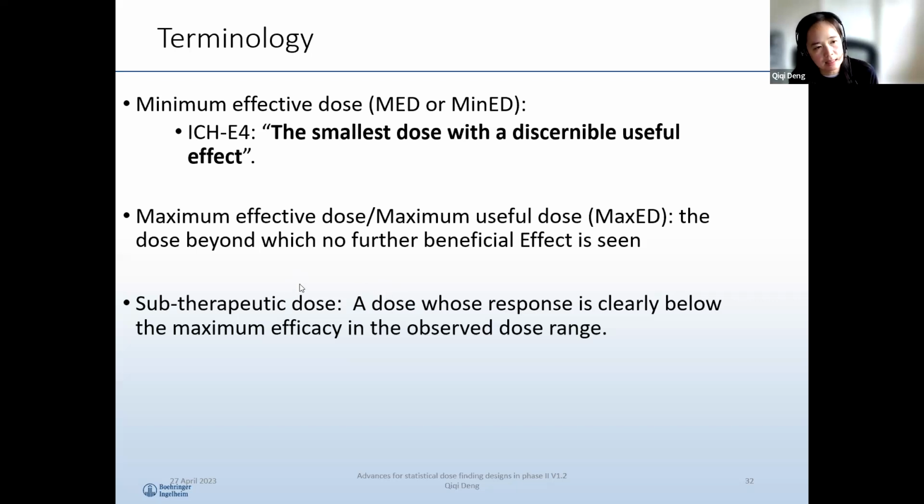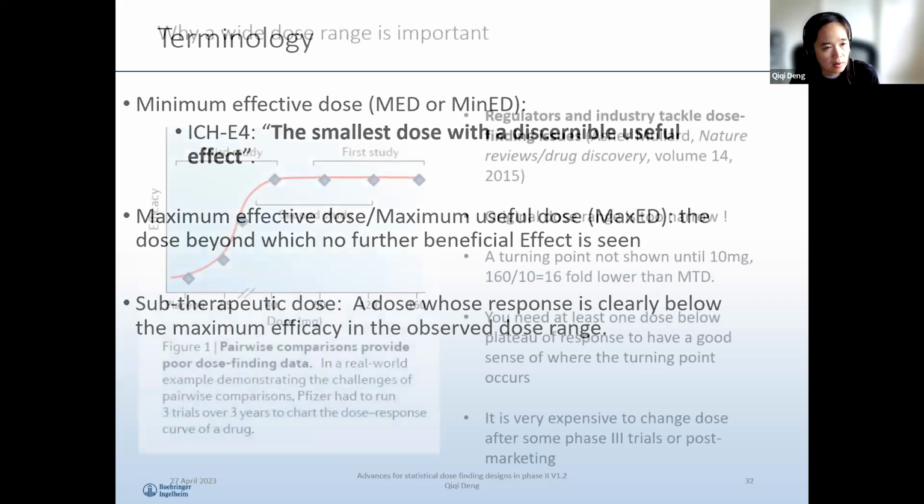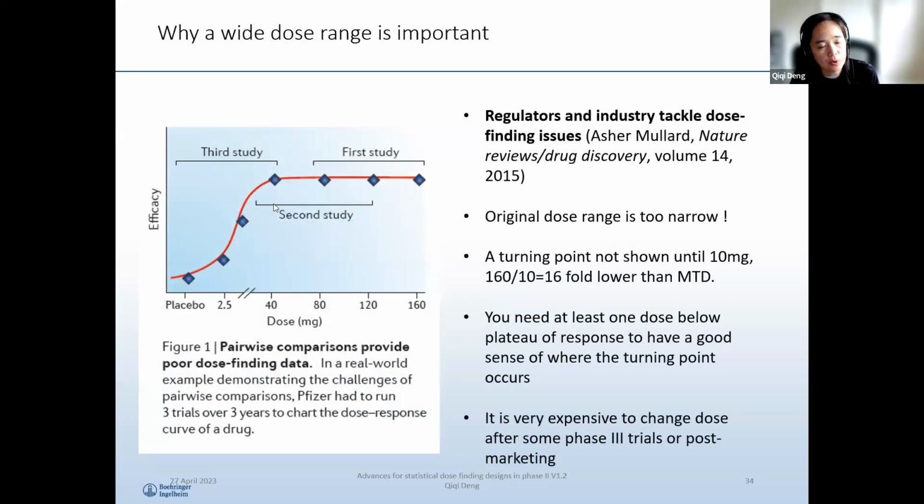Sometimes there is a hesitation to use a low dose because of the fear that the dose doesn't work. But for a good drug, actually, it's very typical. Even a small dose can work pretty well. And if you don't go to the lower end, actually, there is a harm to that.